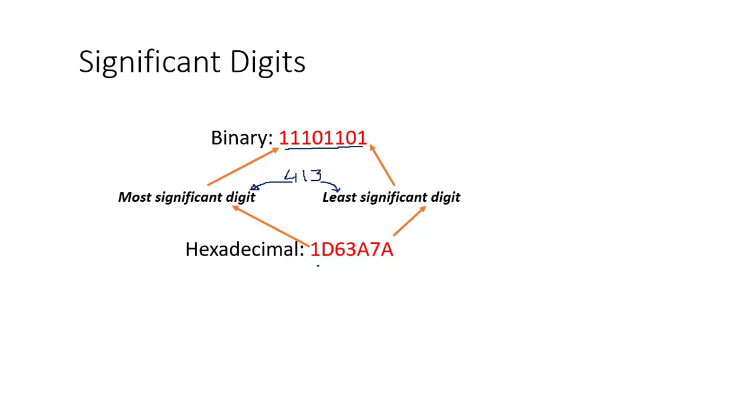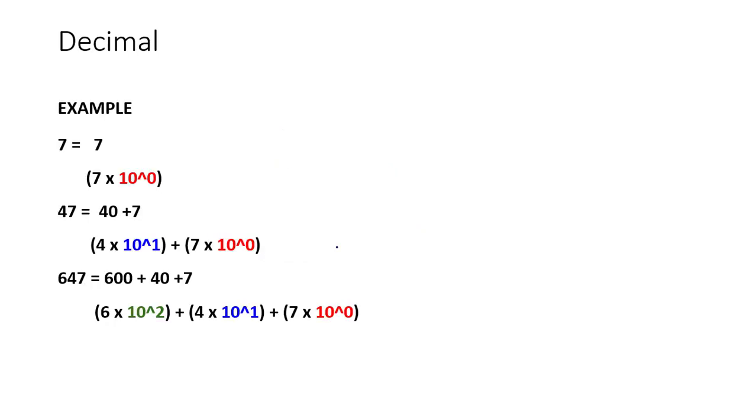Similarly, let's say this is an example of a hexadecimal number, right? As you know, a hexadecimal number can be represented using 0 to 9 and A to F. So this A, on the right hand side, is the least significant digit, and this one is the most significant digit. So now you understood what we mean by least significant digit and most significant digit, right? Let's continue with the decimal number.